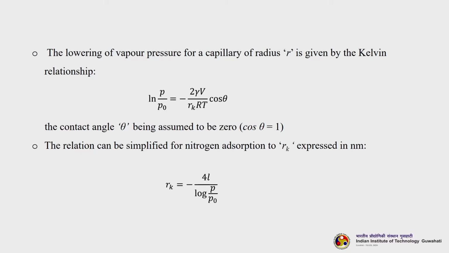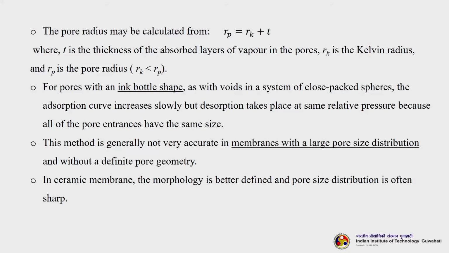So, that cos theta becomes 1, and this relationship can be simplified if you are taking nitrogen as the adsorbate. So, r_k can be expressed as r_k = -4L log(P/P0). The pore radius may be calculated from this equation, r_p = r_k + t. Now, what is t? t is the thickness of the adsorbed layers of vapor in the pores. That is t, and r_k is the Kelvin radius. r_p is the pore radius, and obviously, r_k will be less than r_p.